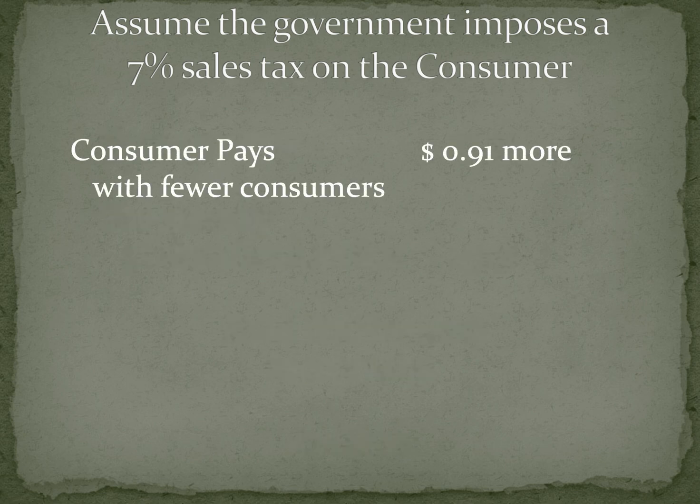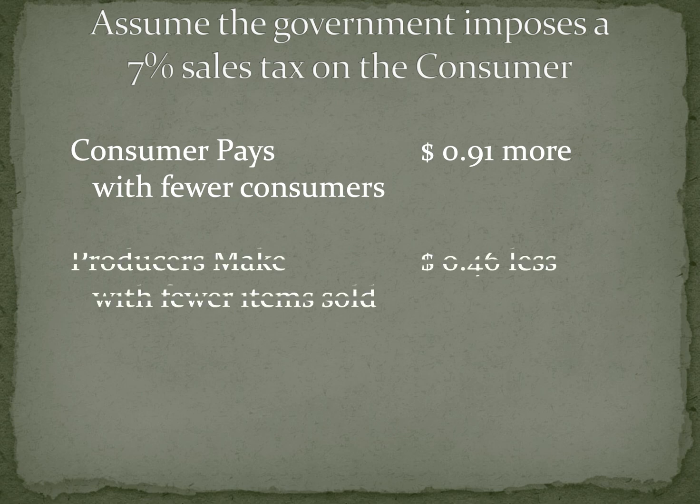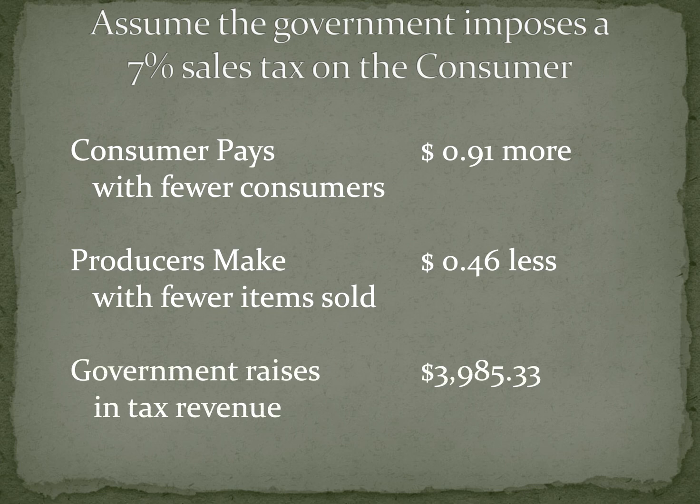So let's rehash what's going on. What portion of the tax is paid by the consumer? 91 cents. That's how much more they pay for the product. What's the tax burden on the producer? This would be 46 cents. They're losing that amount per item. And then the government's take, the revenue generated from this tax, was $3,985.33.